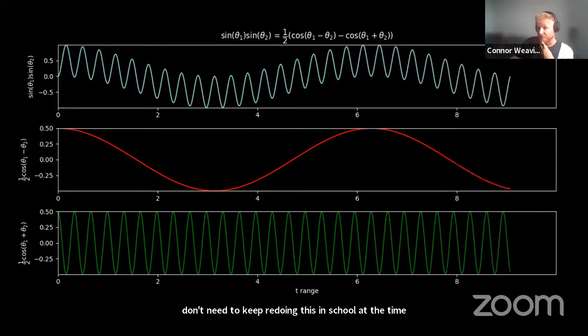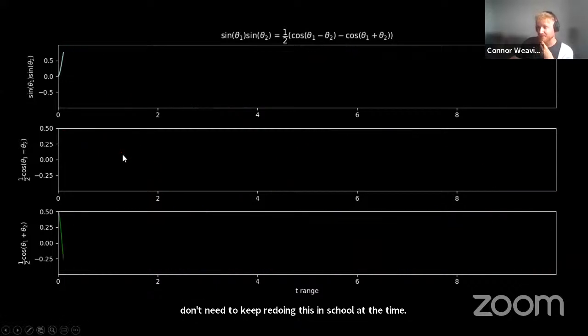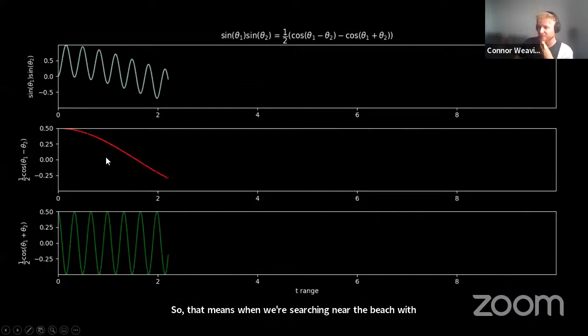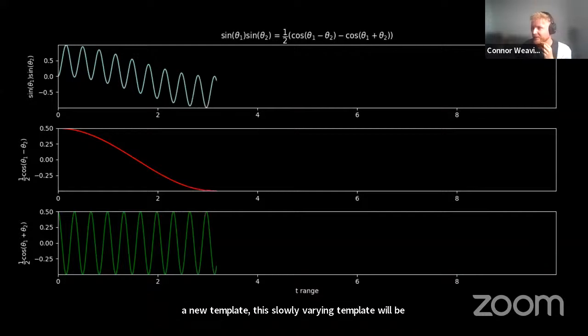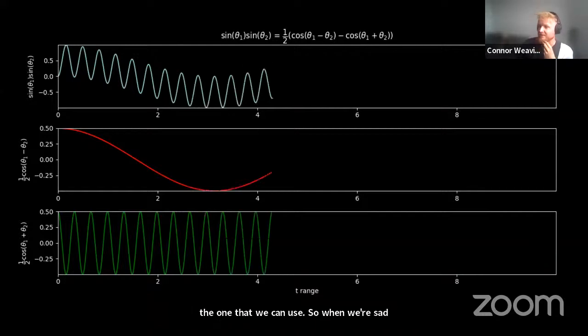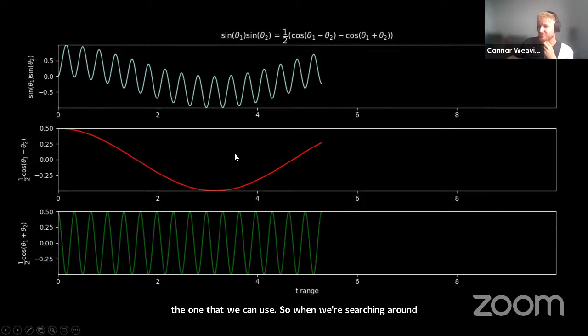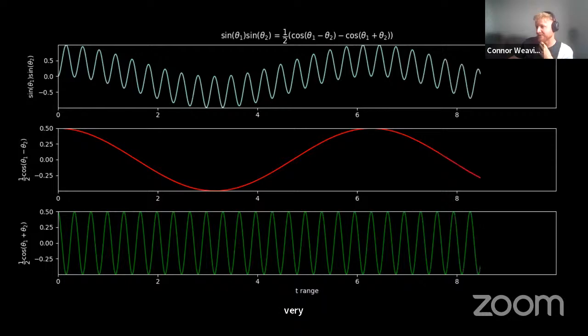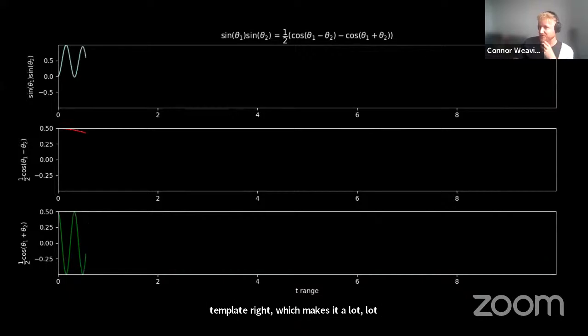So that means when we're searching near the peak with a new template, this slowly varying template will be the one that we can use. So when we're searching around the peak, we actually only need to compute this very slowly varying template, right? Which makes it a lot faster, which has been working very well as well.